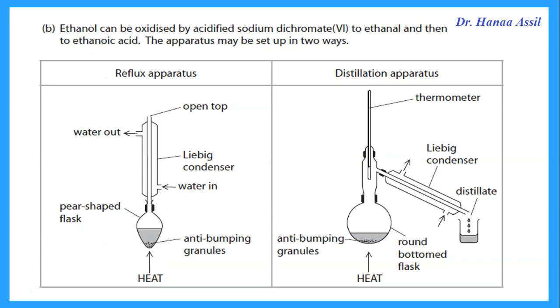So a typical question like this: ethanol can be oxidized by acidified sodium dichromate to ethanal. Ethanal is the aldehyde. And then to ethanoic acid. The apparatus may be set up in two ways. So either we use the reflux apparatus, in which we have the condenser in a vertical position, or the distillation apparatus that distills the product as soon as it forms.